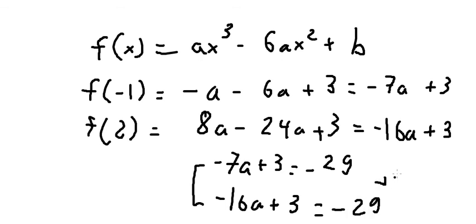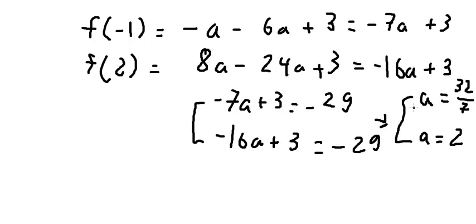And that's it. a equals to 32 over 7 and a equals to number 2.